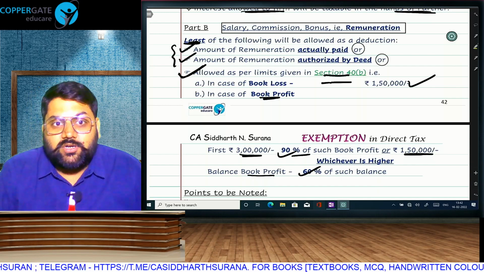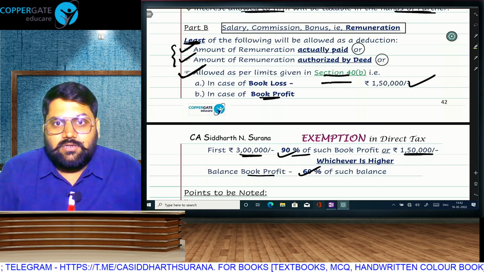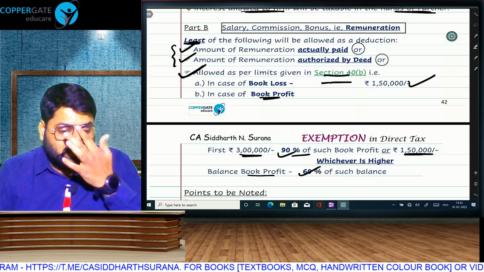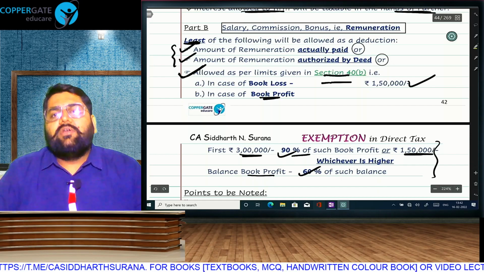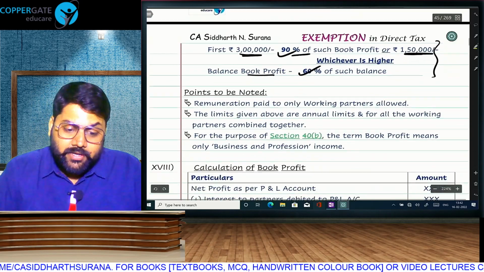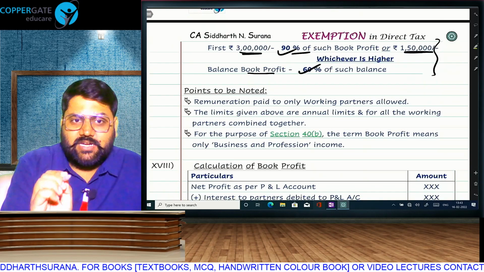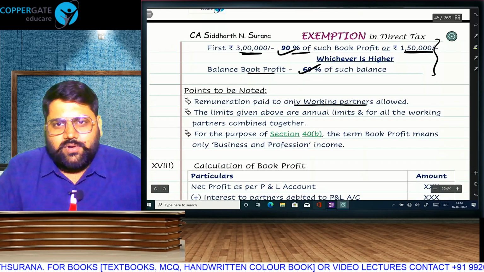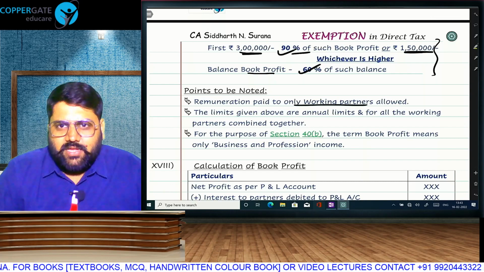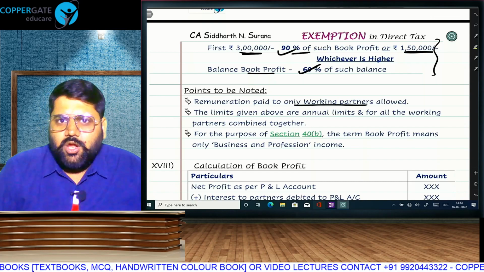What if actual is only 40,000, 50,000, 80,000, 90,000? Then actual deed or 150, whichever is lower. Actual deed or this amount, whichever is lower. Remuneration will be allowed. Book profit calculation I will teach you. Remuneration will be allowed only if it is paid to working partner. If it is paid to sleeping partner, it will be fully disallowed.